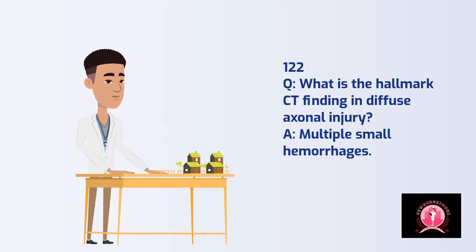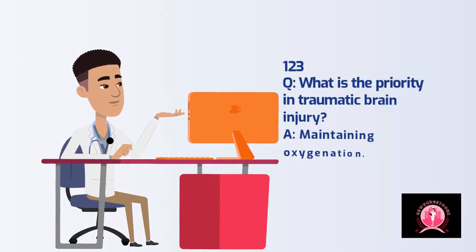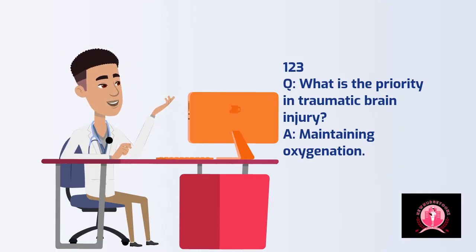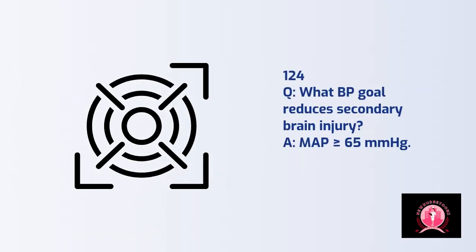122Q. What is the hallmark CT finding in diffuse axonal injury? A. Multiple small hemorrhages. 123Q. What is the priority in traumatic brain injury? A. Maintaining oxygenation. 124Q. What BP goal reduces secondary brain injury? A. MAP greater than or equal to 65 mmHg.